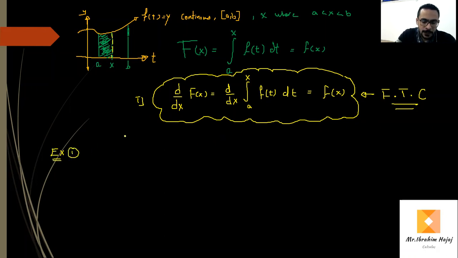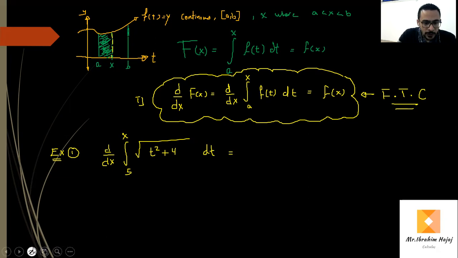The first example. Let's find d over dx. The question will be like this: d over dx of the integral from 5 to x of the function t squared plus 4 dt.